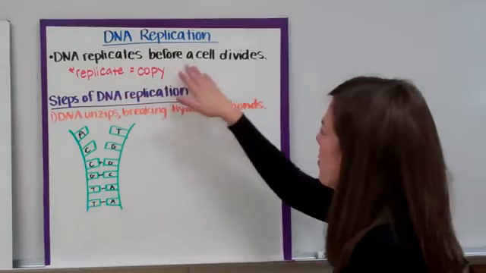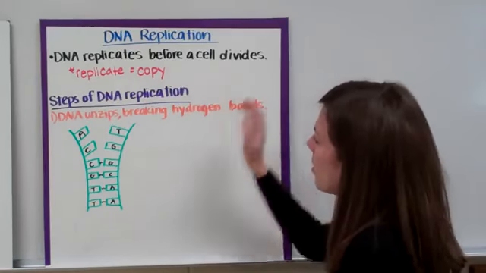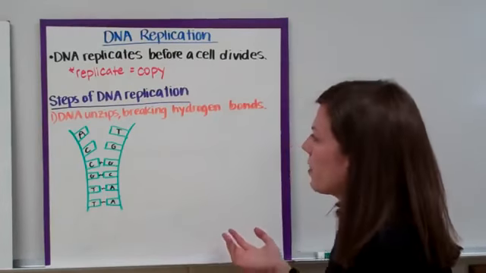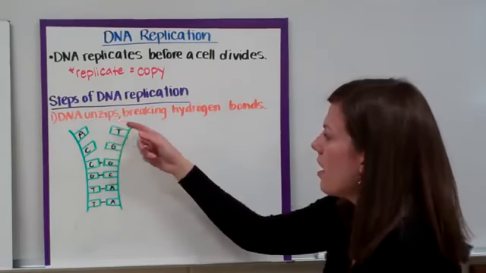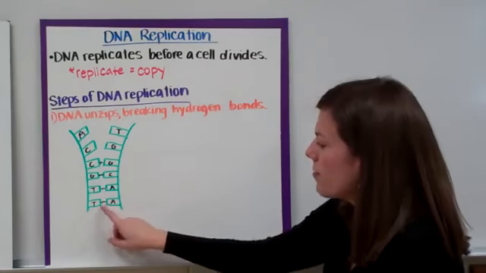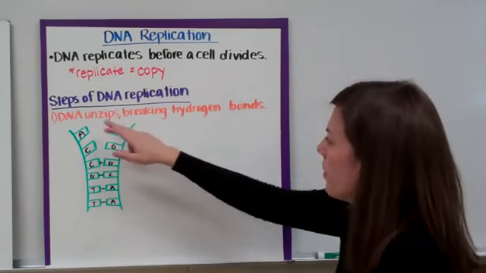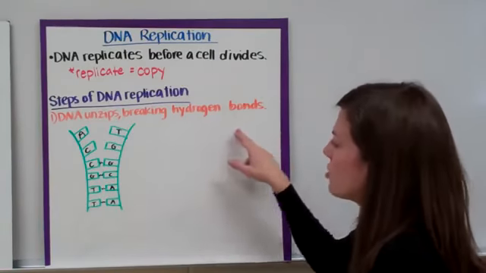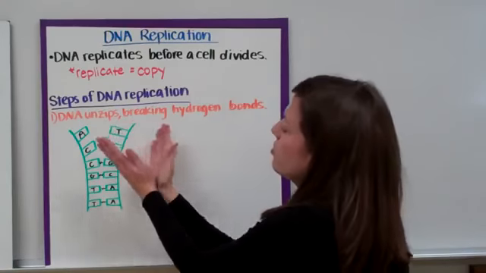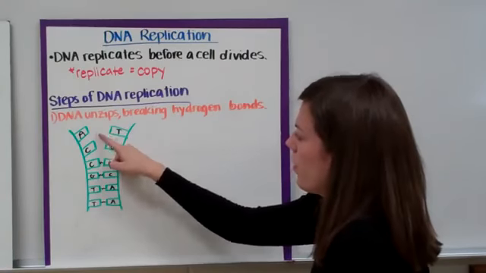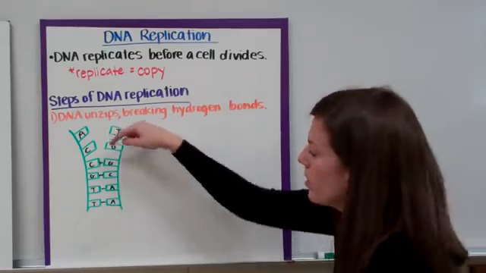So we always copy our DNA before a cell divides. Now let's look at our steps of DNA replication. We start by unzipping our DNA. When we unzip our DNA, we have to break those hydrogen bonds that hook the two strands of DNA together. As you can see here, our two strands of DNA are unzipping, and we already have two hydrogen bonds broken, and it will continue to unzip.